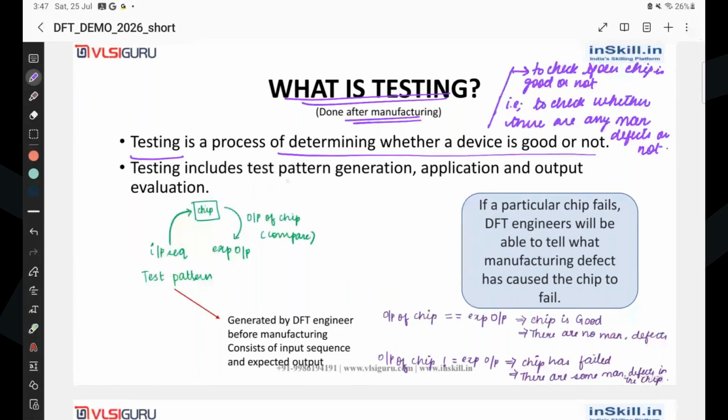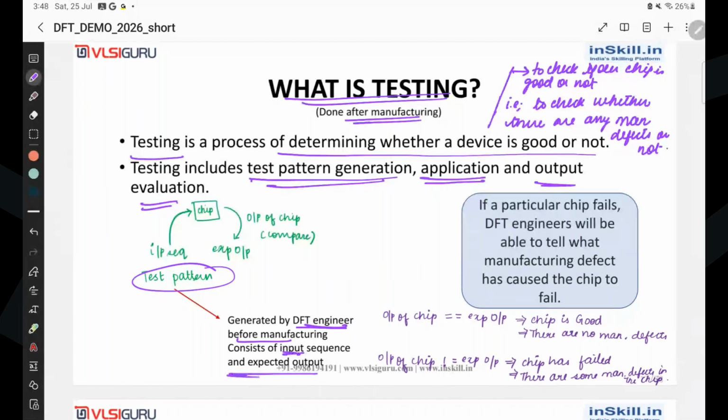Testing includes test pattern generation, application, and output evaluation. These test patterns will be generated by the DFT engineer. Before manufacturing itself, we will be generating the test patterns, and they will consist of an input sequence and expected output.